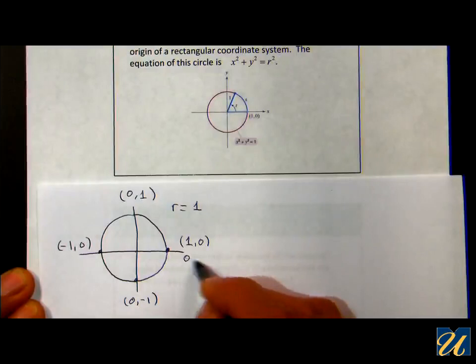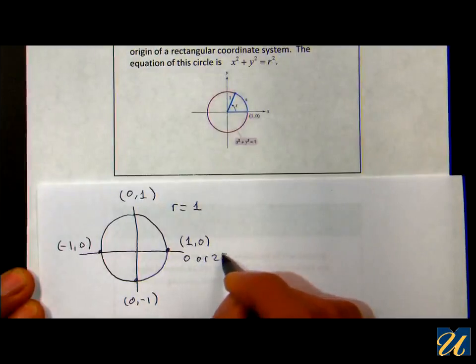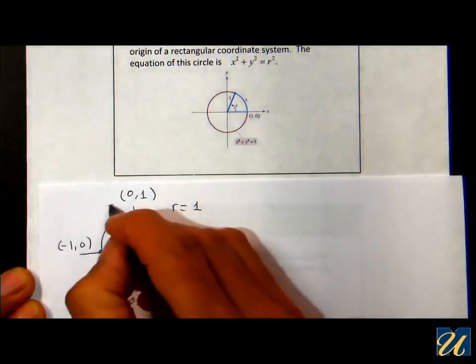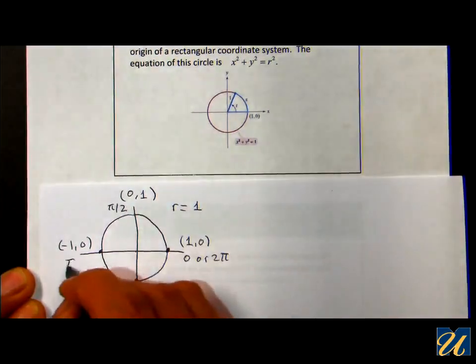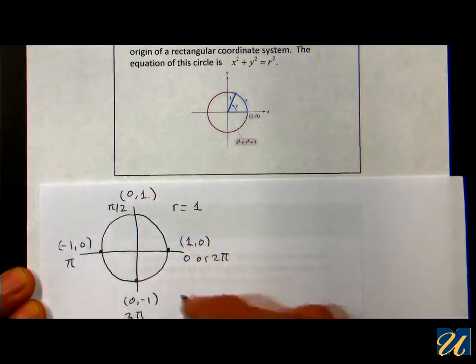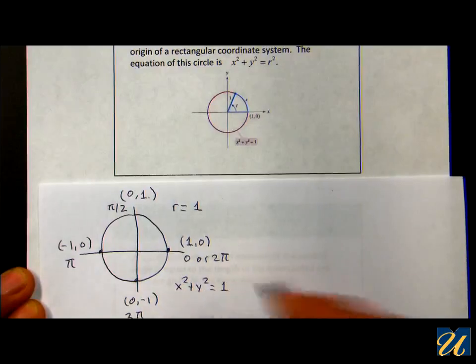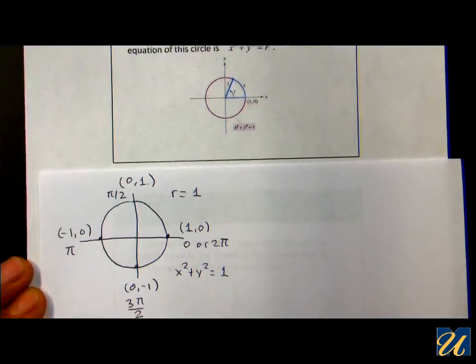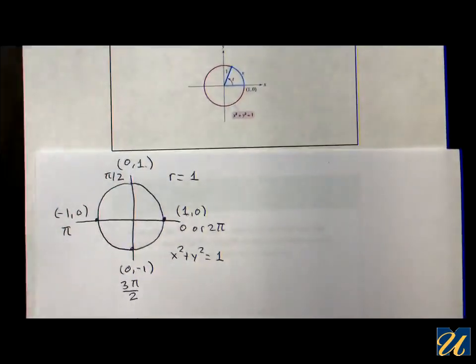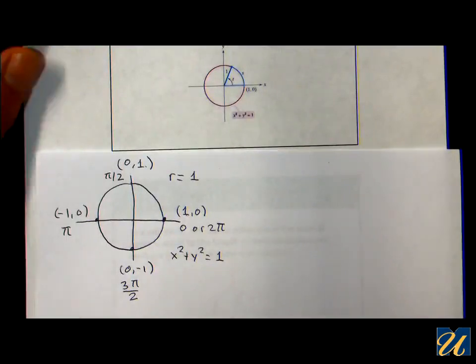So this is 0 or 2 pi, dependent upon whether you start or end at that spot. This is pi over 2. This is pi, and this is 3 pi over 2. And just having the coordinate of any one of these would indicate it's the unit circle, but often we write its equation there, x squared plus y squared equals 1, to indicate that it is the unit circle. Okay. We'll refer to this diagram throughout the discussion.